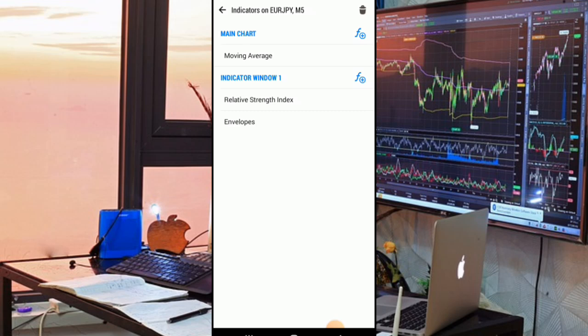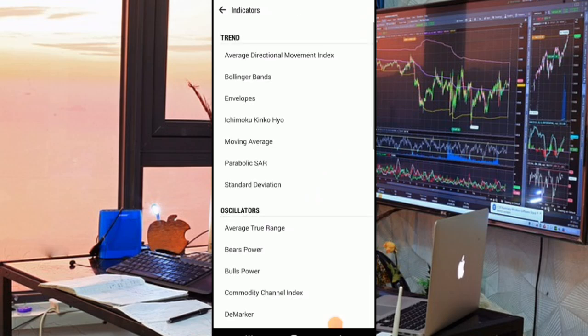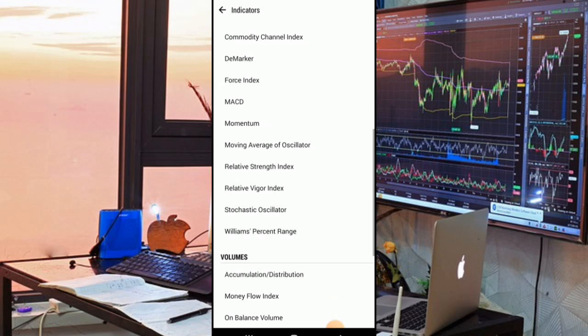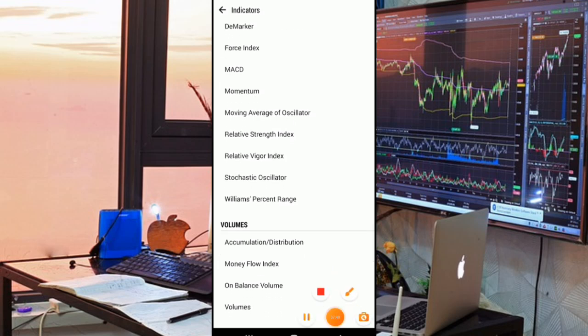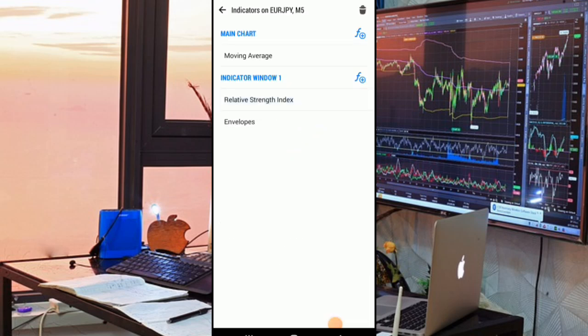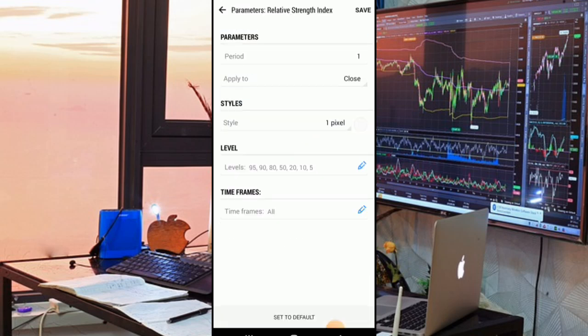And then you are going to go to the main chart again. Just go up there to the main chart, and when you go there, now you are looking for the relative strength index. The relative strength index is just over here. When you click the relative strength index, you are going to enter the settings as they are on my chart. Period 1, apply to close. You can make it 1 pixel with a touch of white.